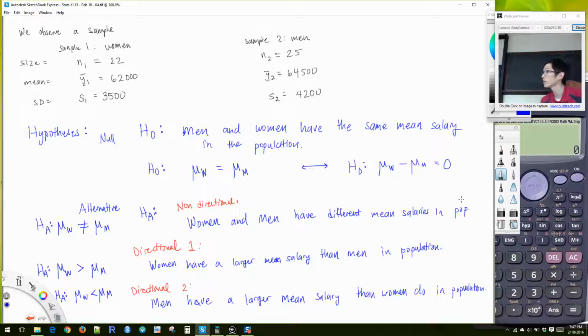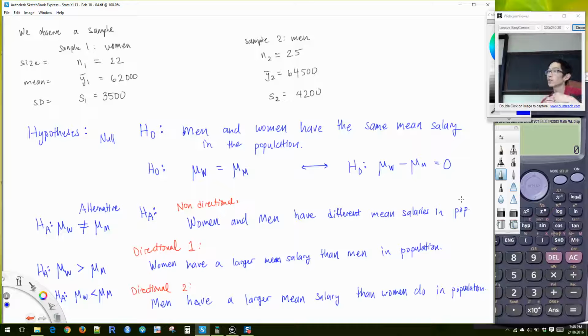Yes? Do mu w is greater than 0 if it's... So you would not do mu w by itself. It would be mu w is greater than mu m, or mu w minus mu m, that difference, is greater than 0.